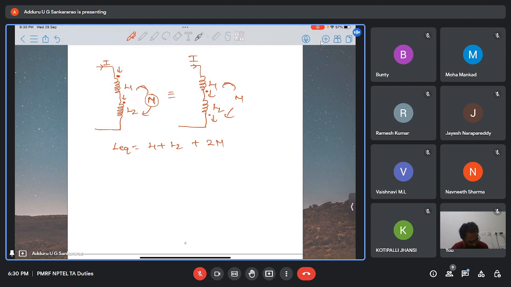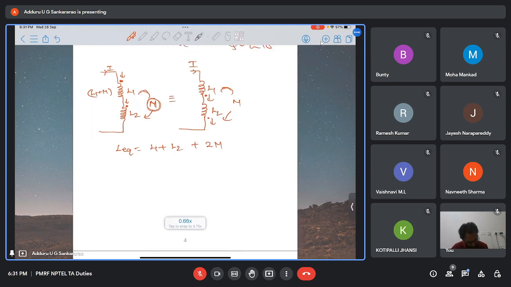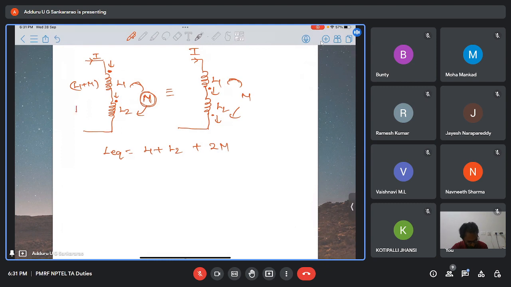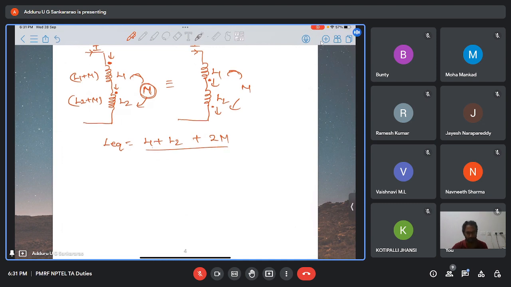This M is nothing but the mutual inductance between L1 and L2. So the inductance of the first coil is L1 plus the mutual inductance of L2 on L1, that is M. Similarly, the inductance of the second coil will become L2 plus M. So the overall inductance will become L1 plus L2 plus 2M when there is mutual inductance M between them.